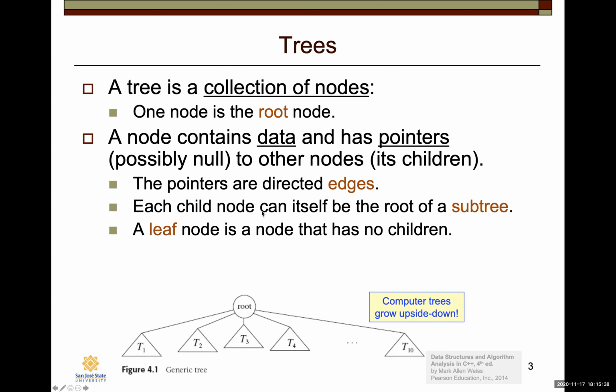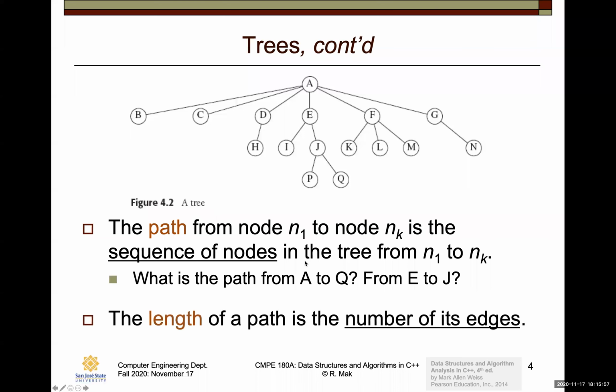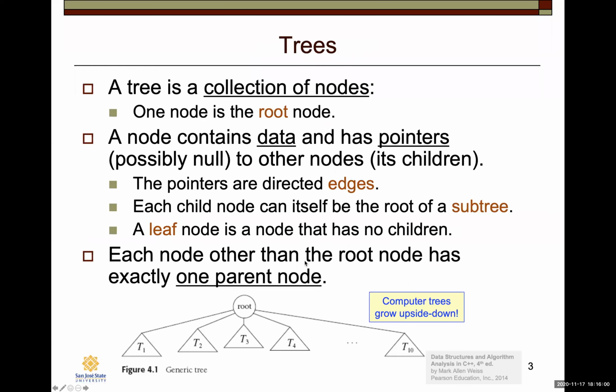Now each child node, so this root is pointing at a child node, is itself possibly the root of a subtree. And finally, at the very bottom, you have leaf nodes that do not have children. Each node, other than the root node, has exactly one parent node. That's one of the key distinctions of a tree: every node has exactly one parent, although a node can have multiple children.